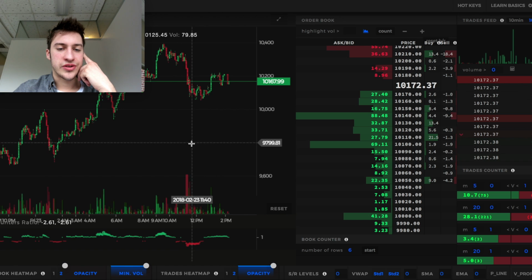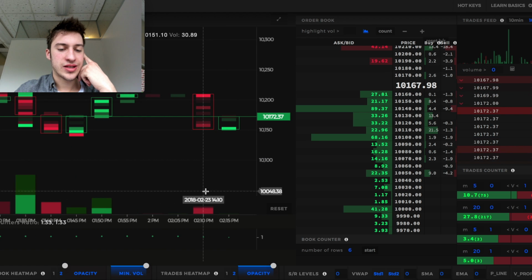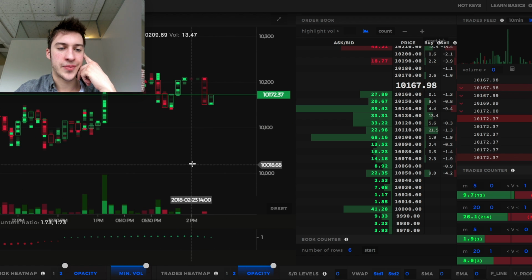So what can we do with this information? Well, you can use buy, sell, or delta. They're both going to tell you a good amount of information. I like to actually use both. I look at buy, sell to just see how much volume was occurring, and then I like to turn on delta because it's a little bit easier to look at.